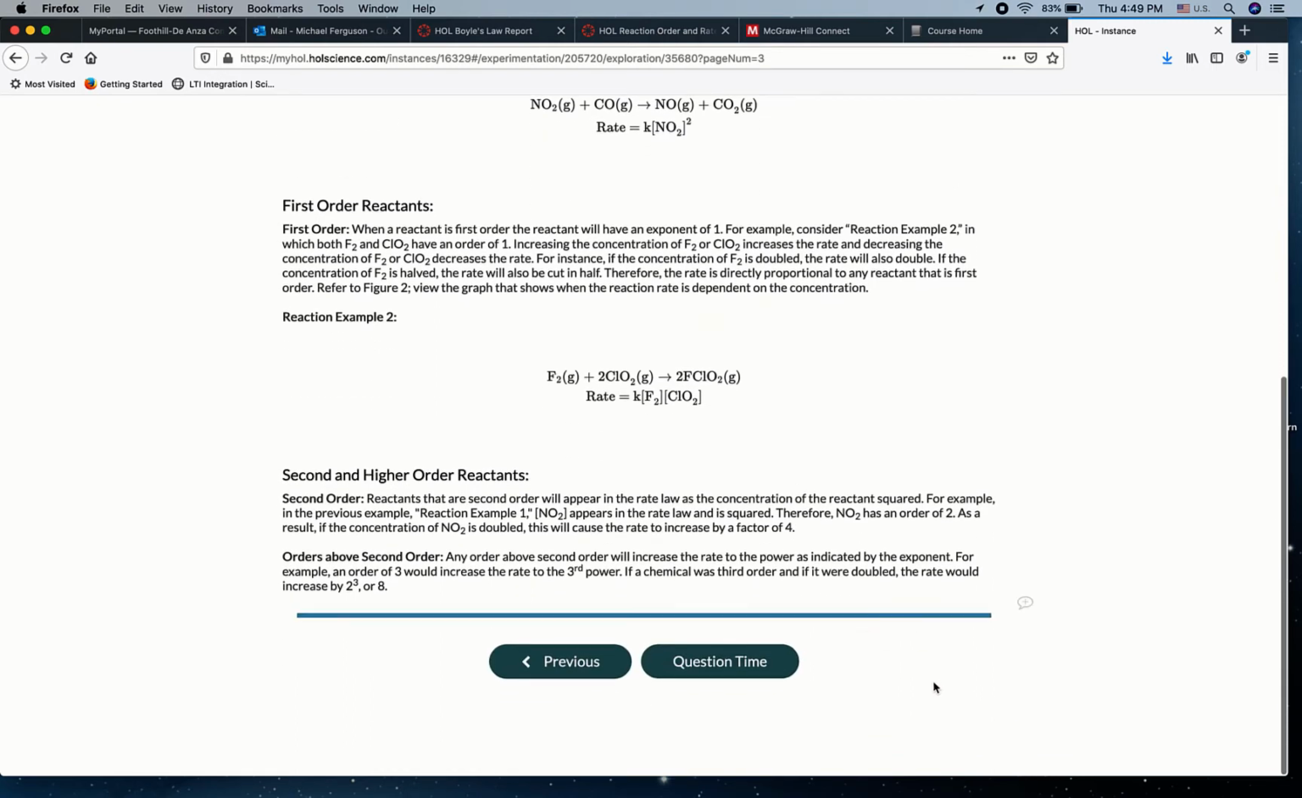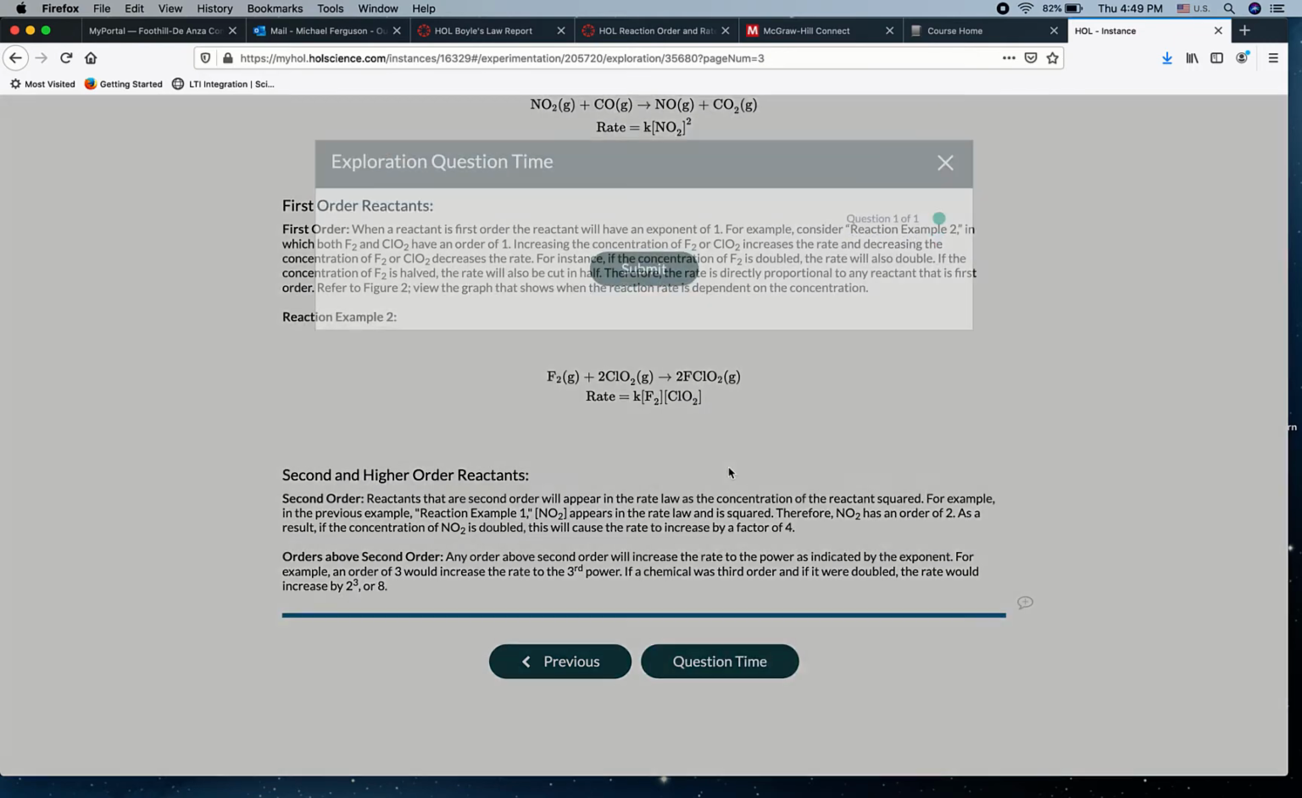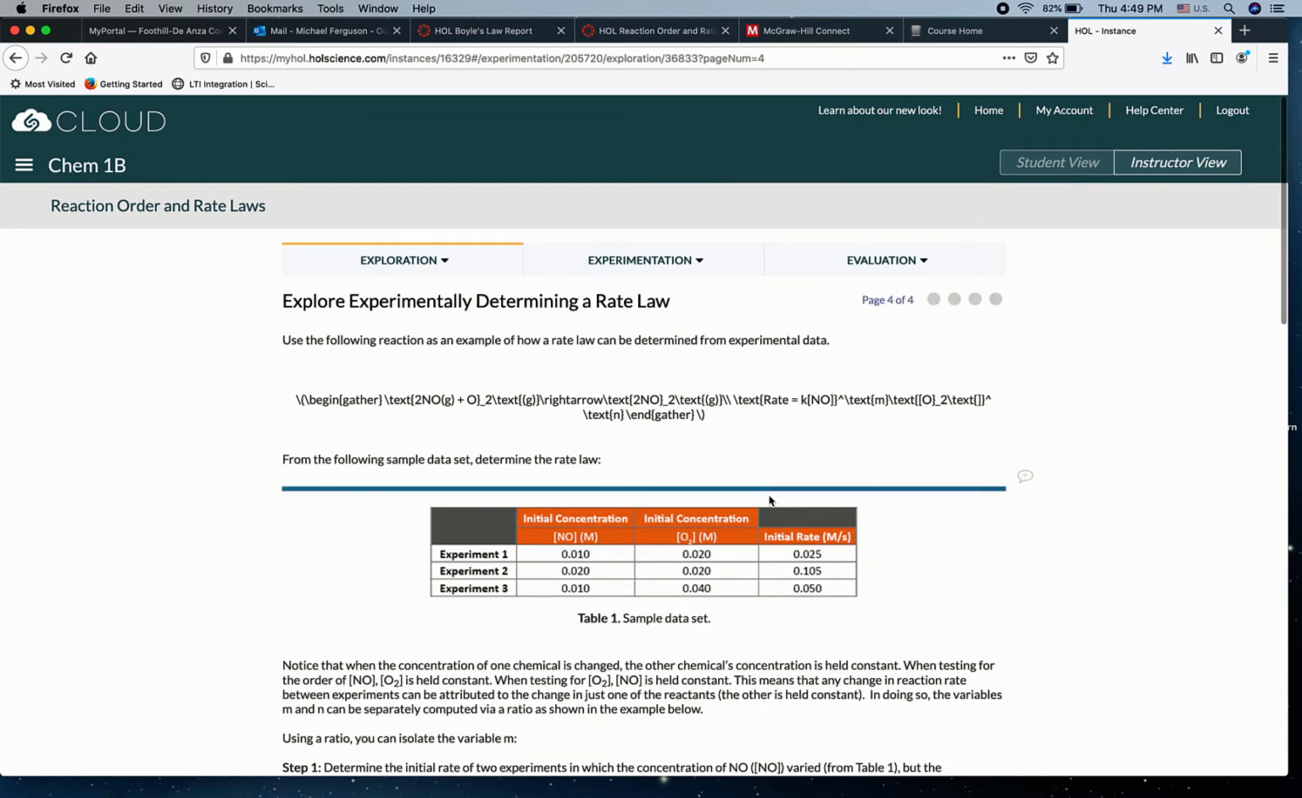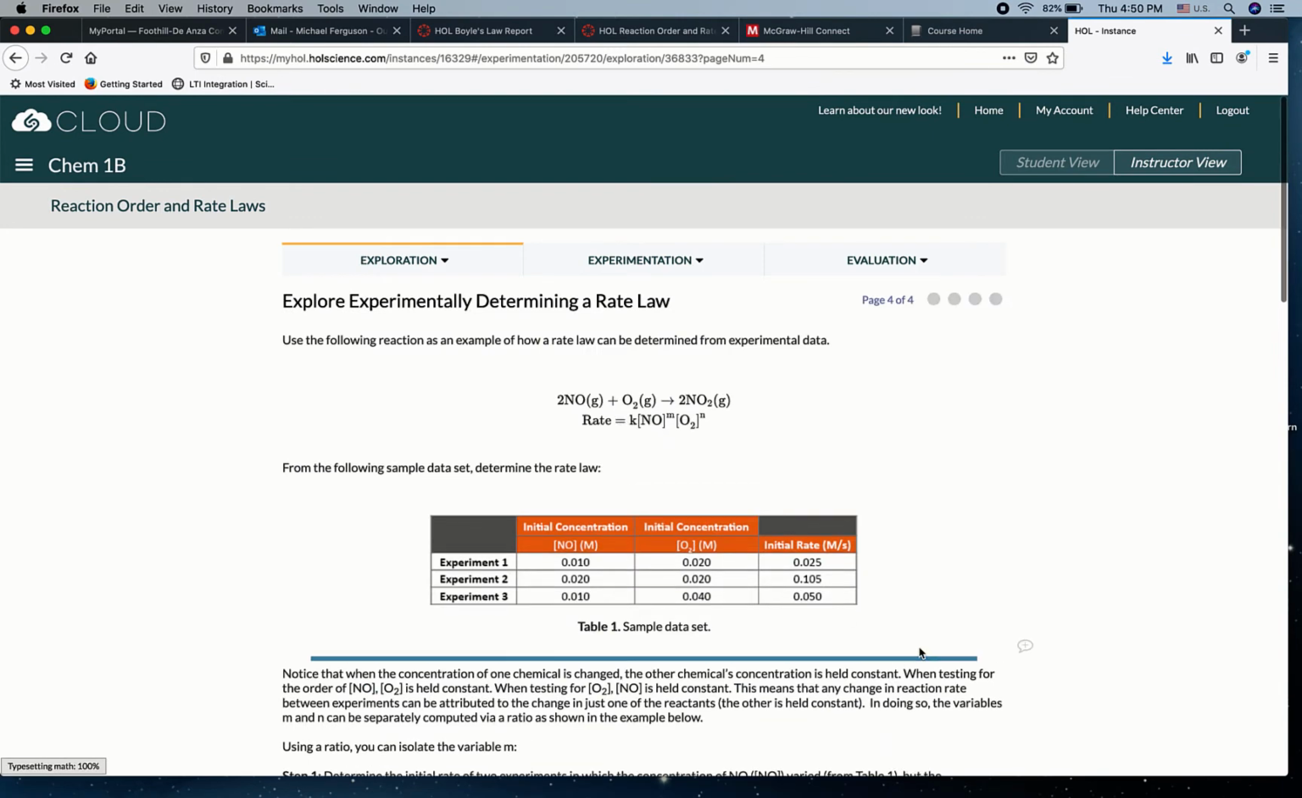So if you double the concentration, you double the rate. That's first order. Second order and higher order, it's 2 to whatever the power is. So for second order, if you double the concentration, you quadruple the rate, or 2 squared. If it's third order and you double it, it increases the rate by 8 times, so 2 cubed. I know you should be doing the questions. I'm just blowing through this.